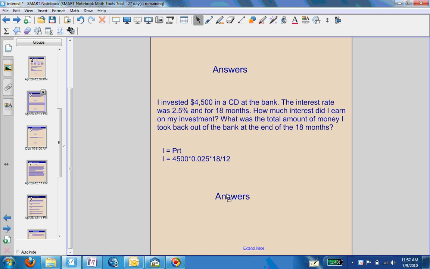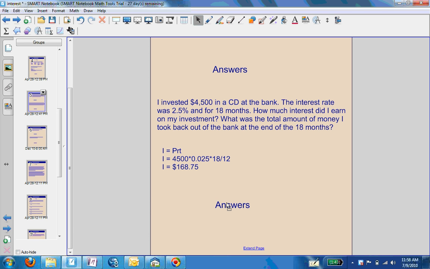4,500 is the amount we started with, so that's our principal. Our rate is 2.5%. I'm just going to move my decimal 2 places to change that to a decimal. And instead of writing 18, because it's not 18 years, I need to write it as 18 over 12 since it's 18 months. And I just plug that into my calculator.